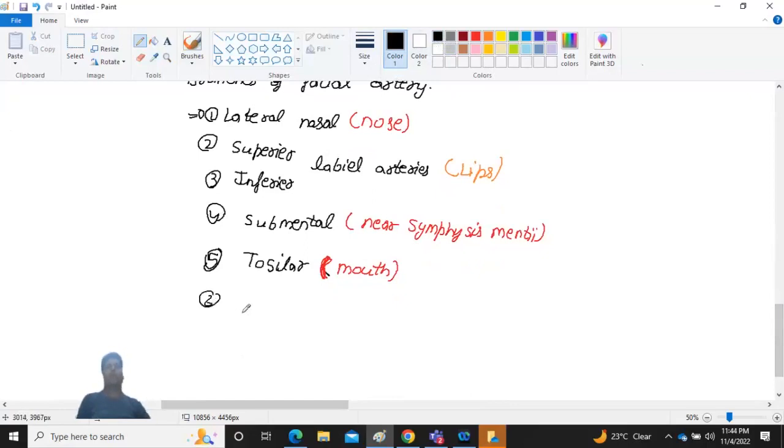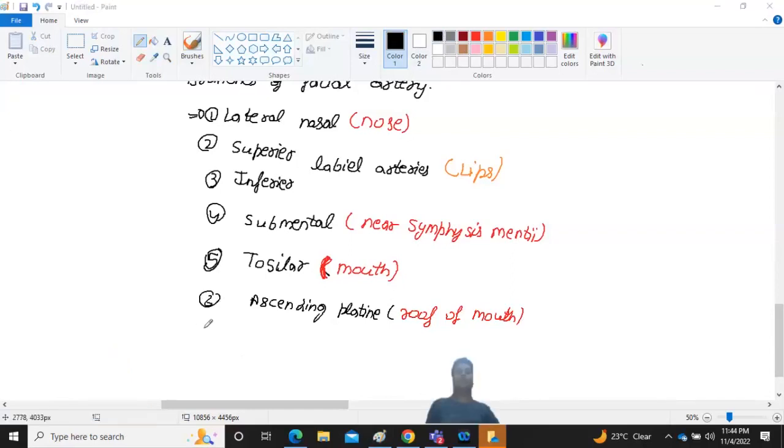Next is the ascending palatine for the palate region, basically the mouth, the roof of the mouth, and the tonsillar region also. And the last is STAG, the last, the glandular artery.